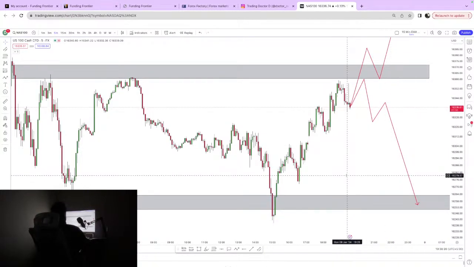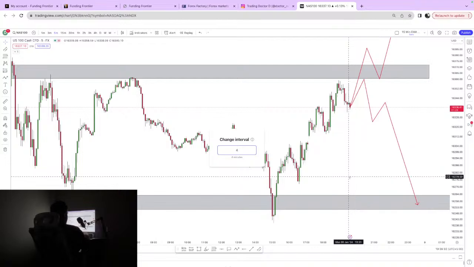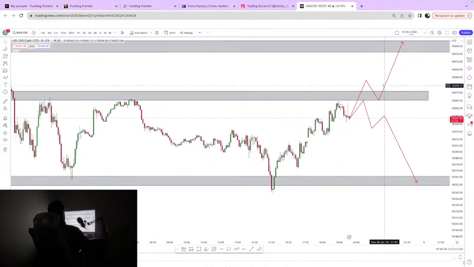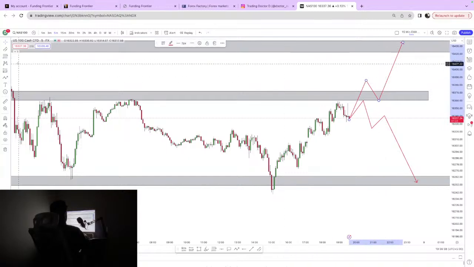Let me show you something which I was telling you, right? So these are two analyses for today. Currently, as this is a bullish one, let's make it green.